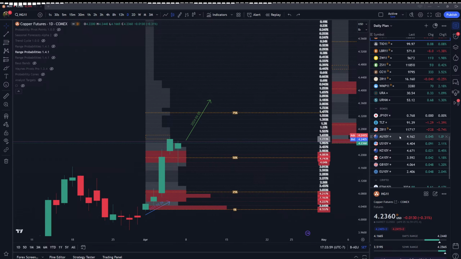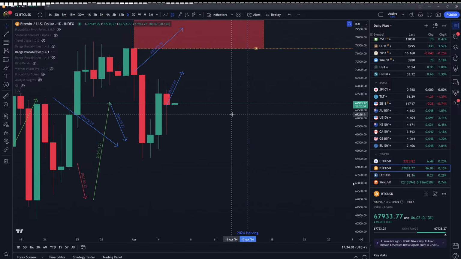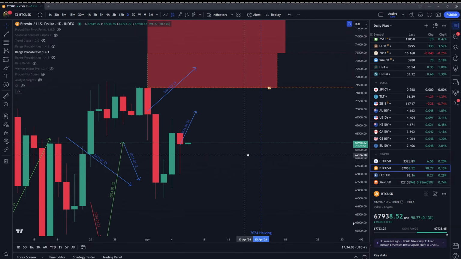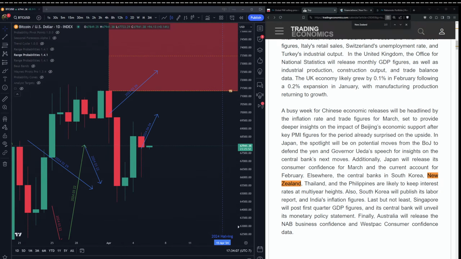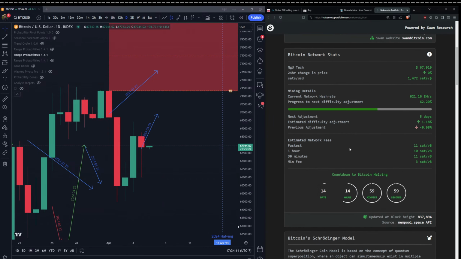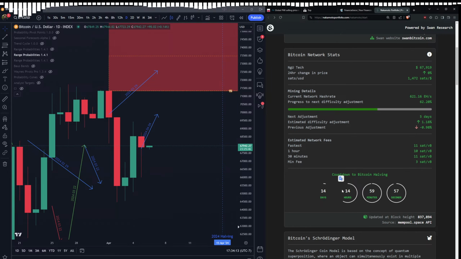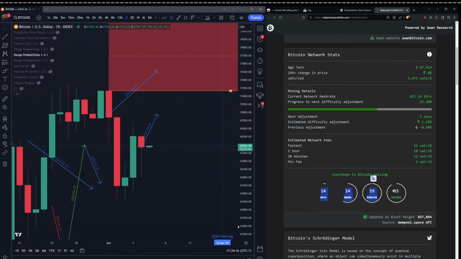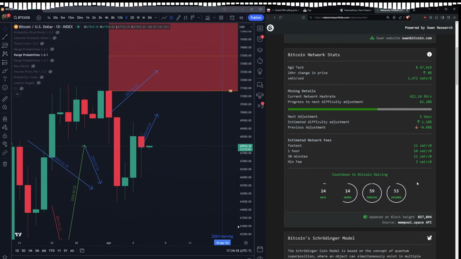And let's see here. Anything else? Oh, we got the good old Bitcoin. And Bitcoin's just holding up. Speaking of, let's go ahead and check out the halving. We are 14 days, 14 hours, 59 minutes, and 53 seconds to the next Bitcoin halving.